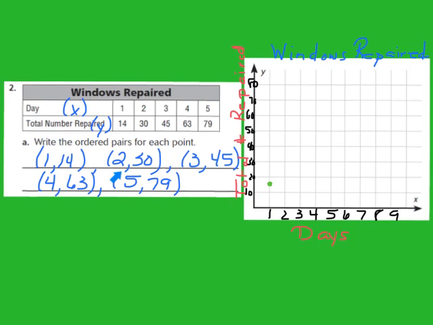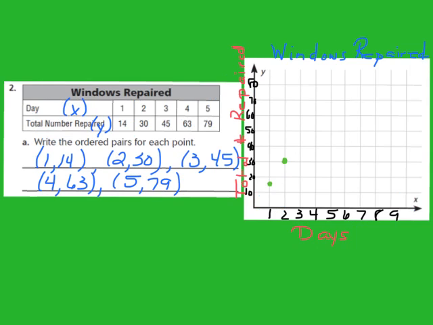Now the next ordered pair is 2, 30. So we're going to go ahead and begin to move from the origin. We're going to come over 1, 2, and then we're going to go up 10, 20, 30, and we're going to go ahead and graph that point right there. So we're now over 2, and we're up 30, and we're going to graph the point right here.